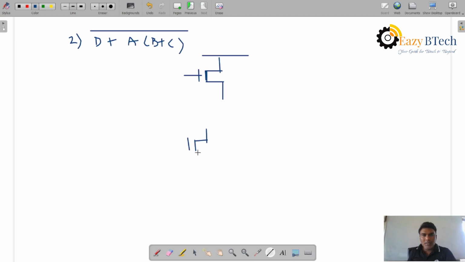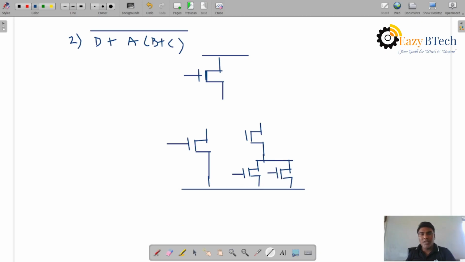D is a simple single NMOS transistor, and in the remaining part A is in parallel and in series with B plus C. You see how the logic is designed as a transistor level representation for the given logic. In NMOS design, it is a complex design gate. This is VDD and VSS.